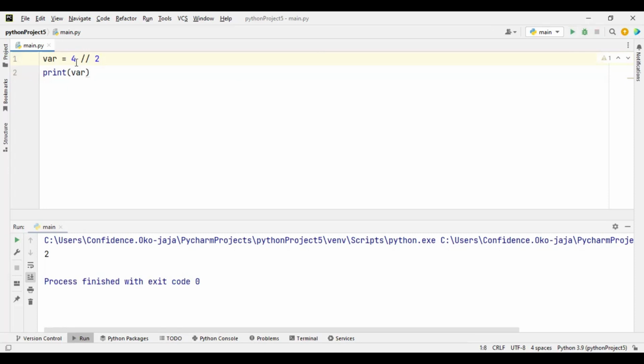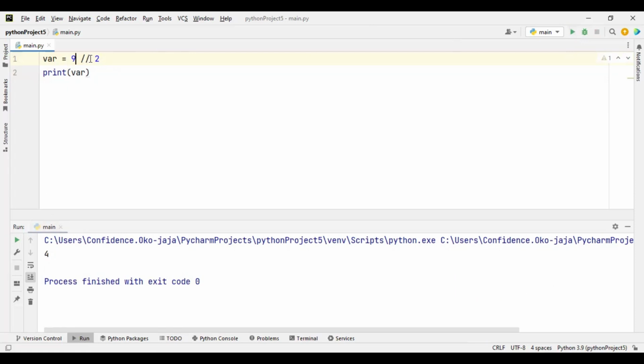Similarly, what is the result of 9 divided by 2? That is 4 whole number 1 over 2. So that means the floor division of 9 and 2 is what? 4. Let's check that. So you see, the result of the floor division is always an integer.